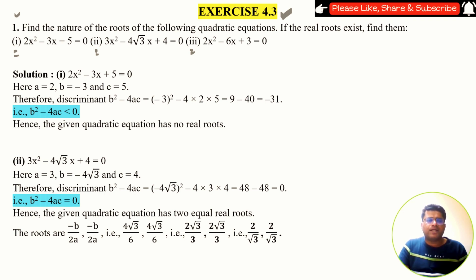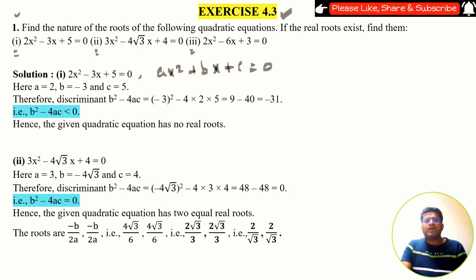2x square minus 3x plus 5 is equal to 0. What is your standard equation? ax square plus bx plus c is equal to 0. After comparing these two equations, you find here a is equal to 2, b is equal to minus 3, and c is equal to 5. Okay, students, then you can find the discriminant. After finding the discriminant, what is the value?